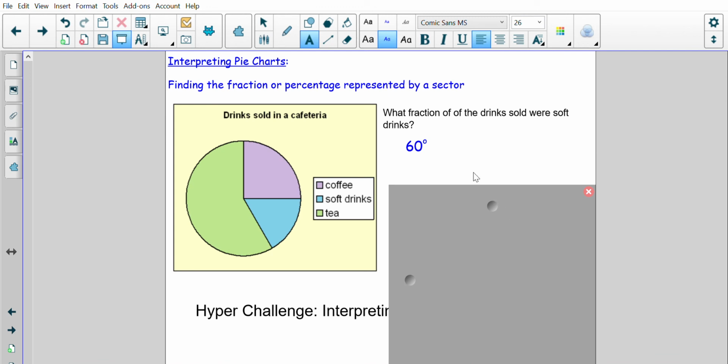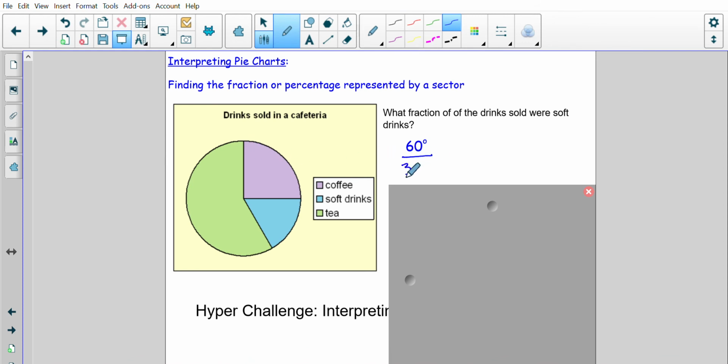So to turn that into a fraction, what we need to do is we need to remember that the number of degrees in our pie chart is 360. So the fraction that is soft drinks is 60 degrees out of 360 degrees. That gives us our fraction, which we can simplify. So let's divide numerator and denominator by 10, and then let's divide numerator and denominator by 6, and we get that 1/6 of the drinks sold were soft drinks.